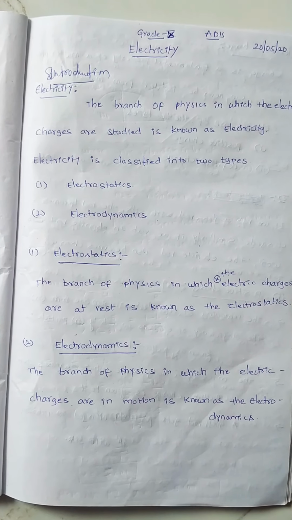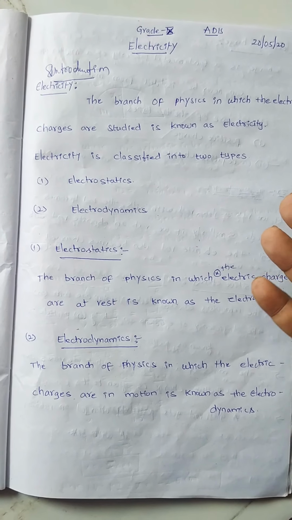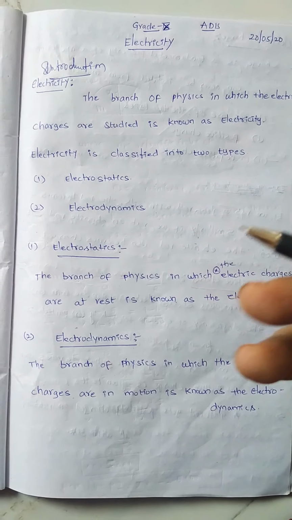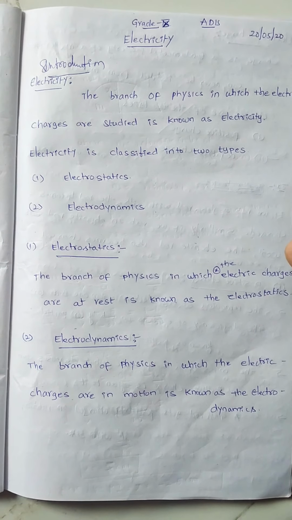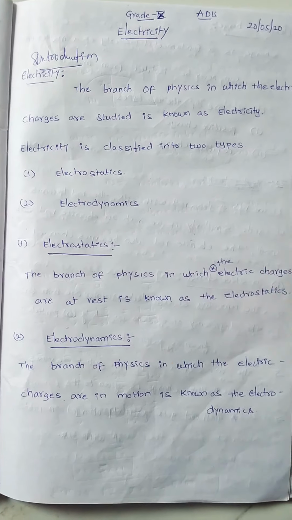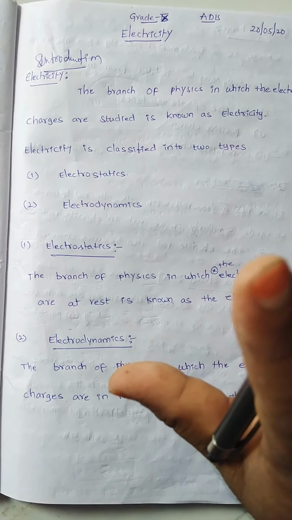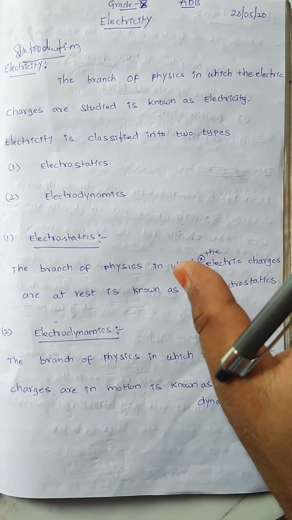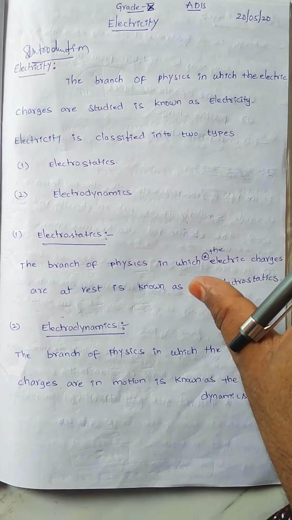Here you will get one doubt: what are the charges? Here basically we are taking electrons and protons. The flowing of electrons only constitutes electric current, so we'll discuss that after. So you should not have any doubt. Charges means of course protons and of course electrons. We are discussing only electrons and protons, right?